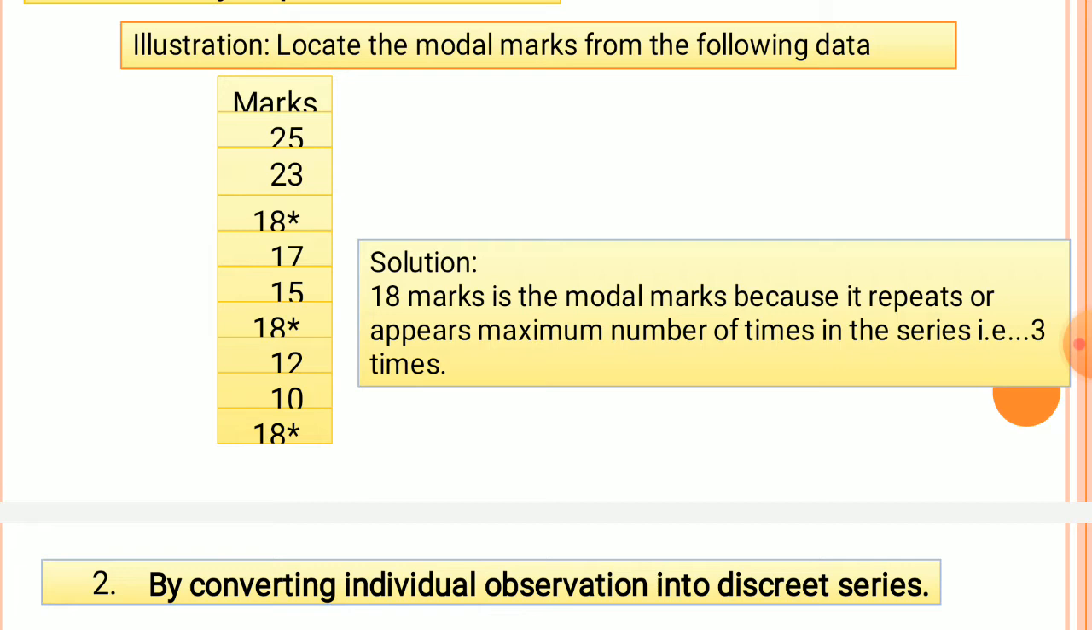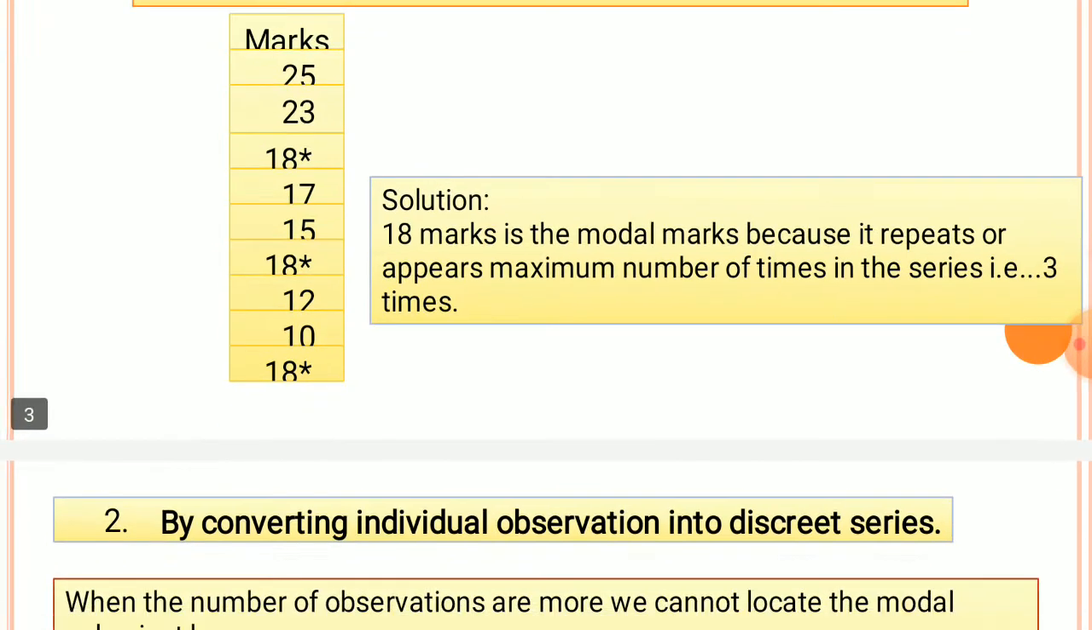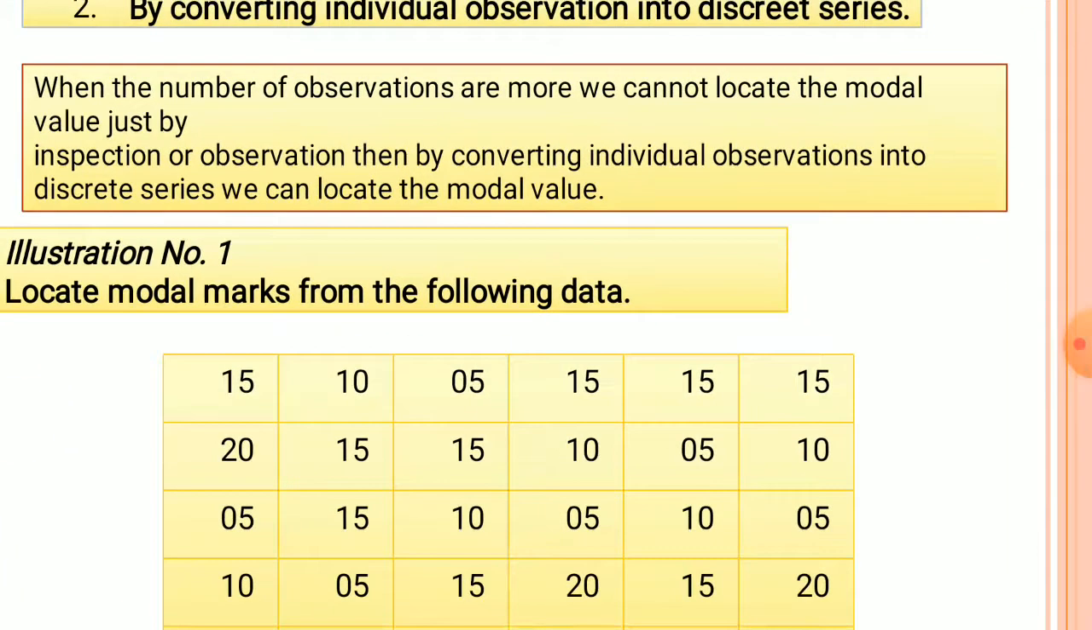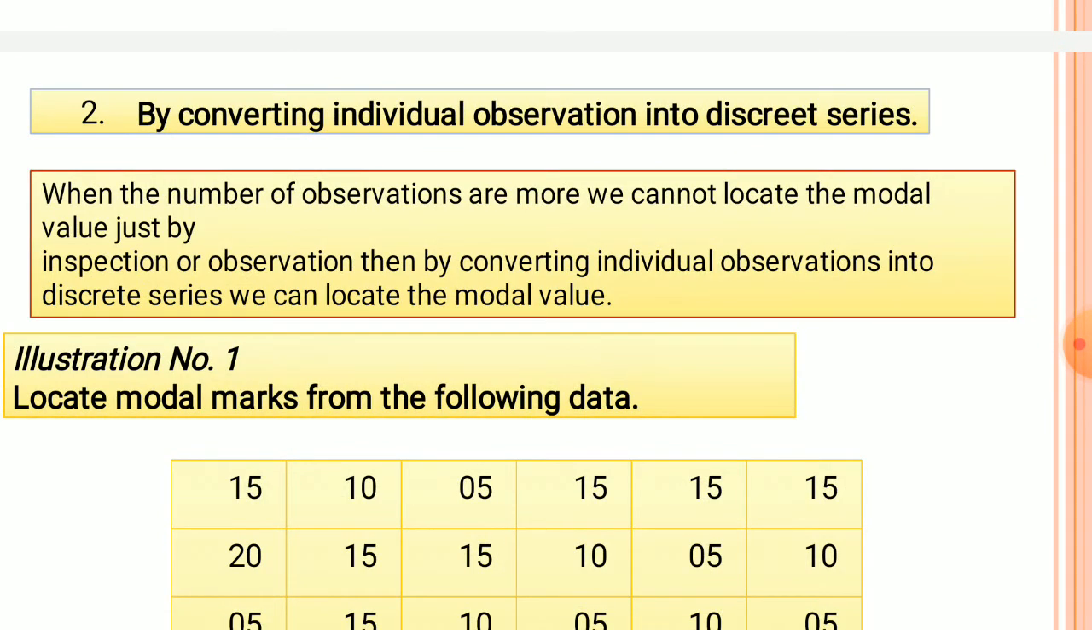So 18 marks is the modal marks because it appears the maximum number of times in the given series, that is three times. Therefore 18 is called the modal value because it is the value which is repeated the most, three times. That's why 18 is called the modal value. Then there is converting individual observations into a discrete series.